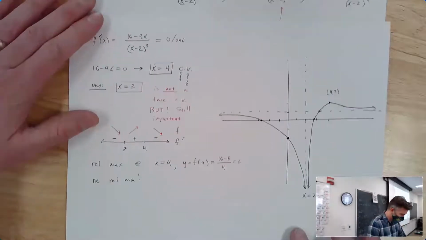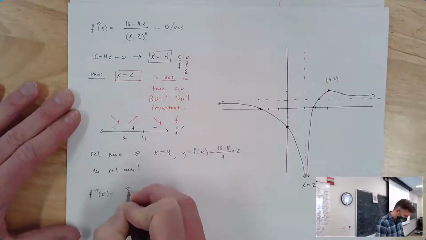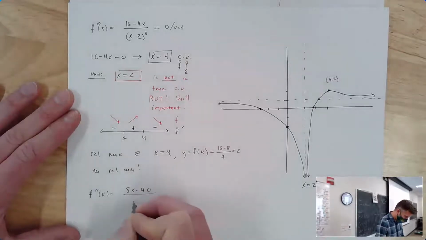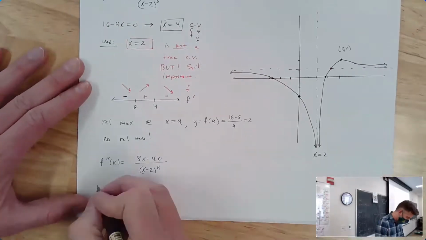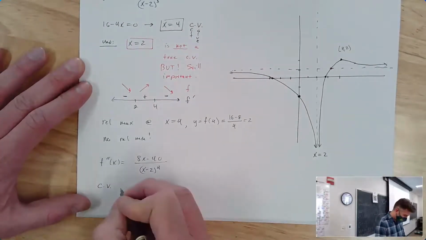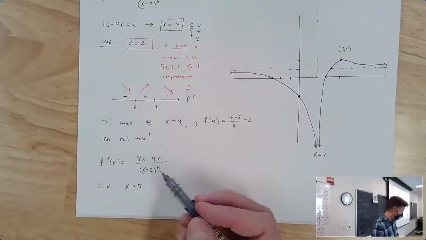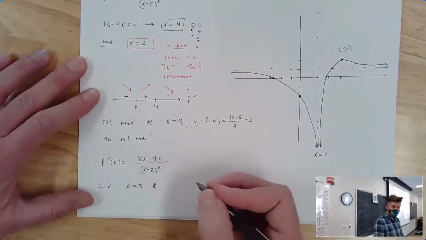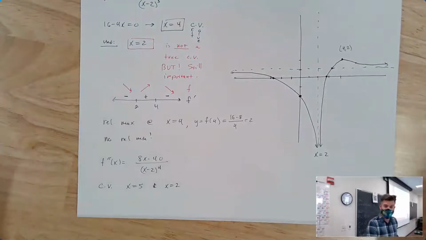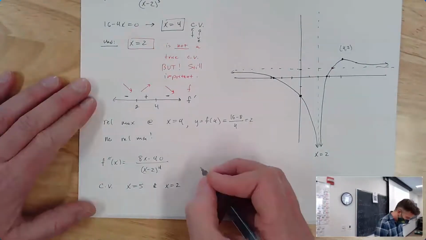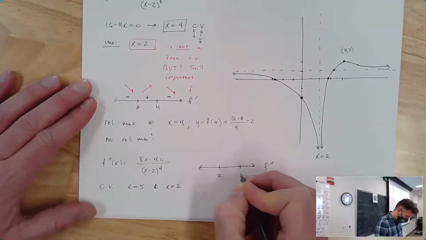So let's talk about the second derivative stuff for just a second. My second derivative was 8x minus 40 over x minus 2 to the 4th. And I would say that the critical values here are going to be x equal to 5, because if you plug in 5 for x, you get 0 in the numerator. And although it's not a real one, I'm still going to include x equal to 2, because it's a place where something might change. So looking at the number line for the second derivative, I have 2 and 5.